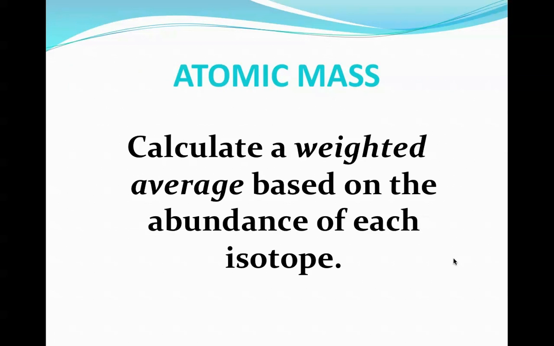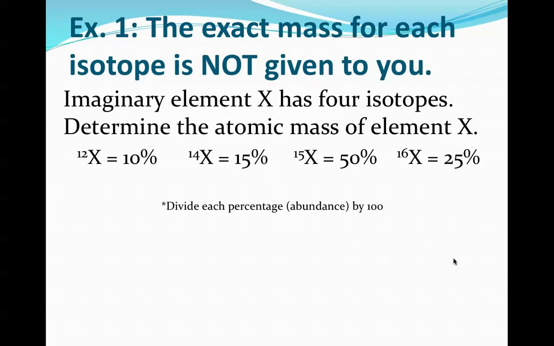Alright, so now getting finally to those calculations using a weighted average. In the first example, the exact mass for each isotope is not given to you. You're only given the mass numbers. So for this imaginary element, we have mass numbers 12, 14, 15, and 16. How I'm going to show you is that we're going to take each of their percentages and divide them by 100 to put them in decimal form. And then I'm going to multiply each of their percentages by the mass number.